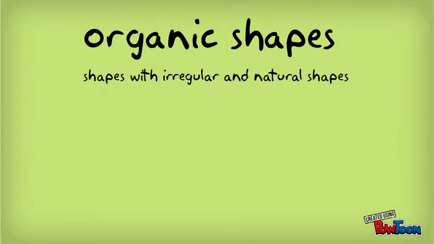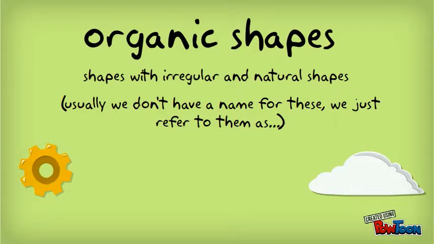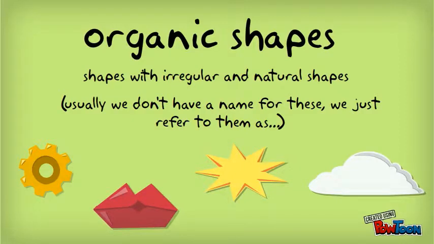Organic shapes are shapes with irregular or natural shapes. We usually don't have a name for these. We just refer to them as a cloud shape or a wheel-looking shape, a starburst shape, and I have no idea what that one is.